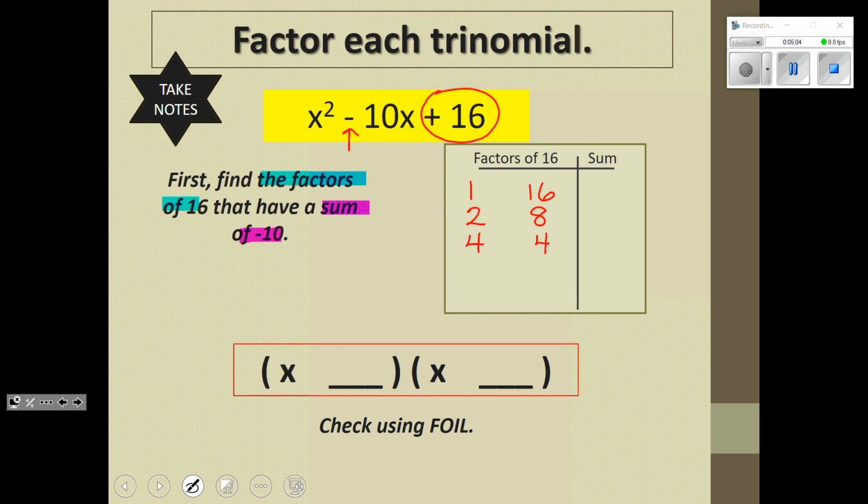When I look at these pairs, I see a 2 and an 8. If they were both negative, if it was a negative 2 and a negative 8, the sum would be a negative 10, which is what we want, the b term. If you multiply a negative 2 times a negative 8, you get a positive 16. So this is the pair that we're looking for.